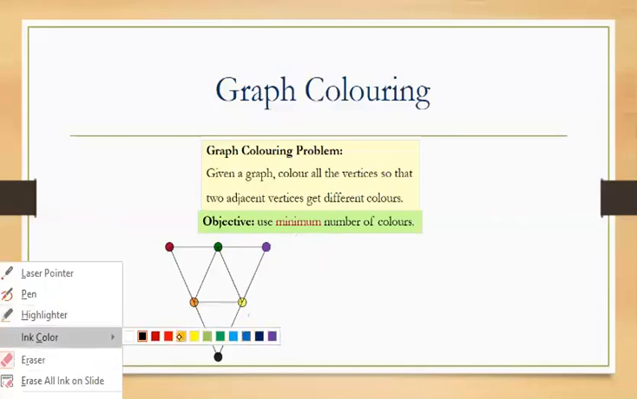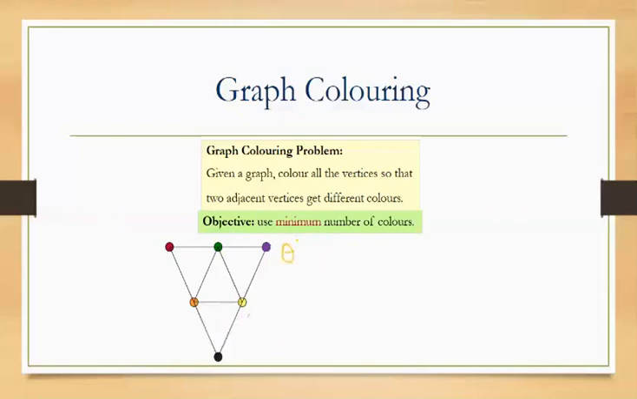I am taking this color as orange. This vertex is orange, and this vertex is green, and this is also orange. So now this vertex I can take as red. Now red and orange are there, so we can take this vertex as green. So basically the minimum number of colors required is 3.